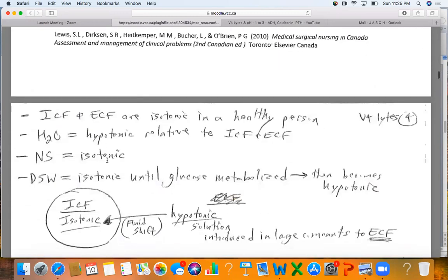Next, we talk about D5W. D5W is kind of like see all of the above. What do I mean by that? When D5W is first infused into the patient, it starts out as isotonic, and we just talked about what isotonic fluid does. But in short time, the glucose is metabolized out of the bloodstream, and what you're left with is the water from that IV. So you can default back to our discussion about H2O.